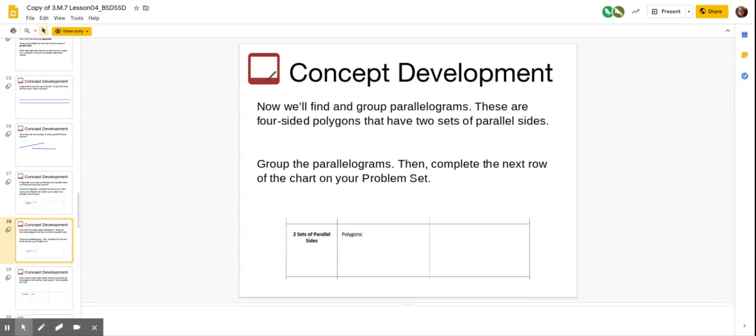Next, we're going to find and group parallelograms. So those are 4-sided polygons that have 2 sets of parallel sides. So you're going to write the letters there for the ones that have 2 sets of parallel sides, and then sketch them. So if you had a square, that would be a parallelogram because it has 2 sets of parallel sides. There's more than just a square, but that's just an example.